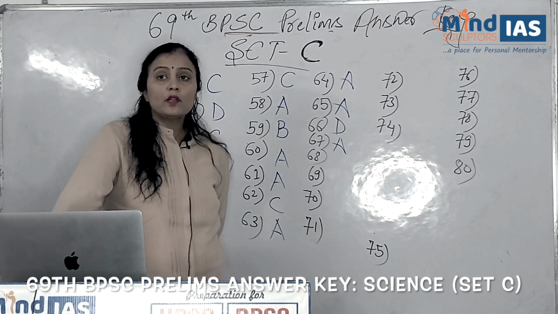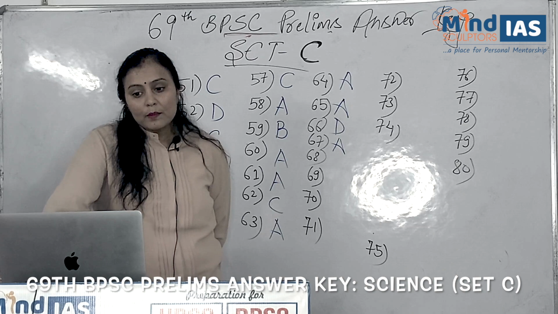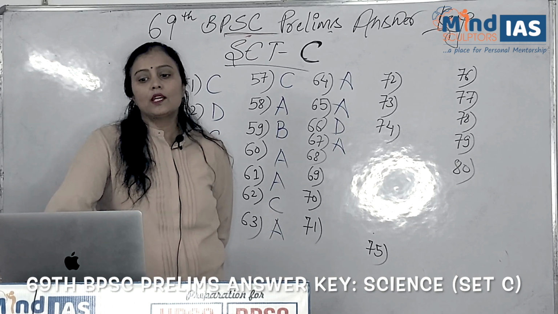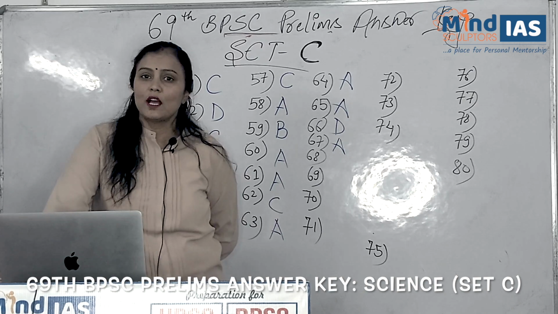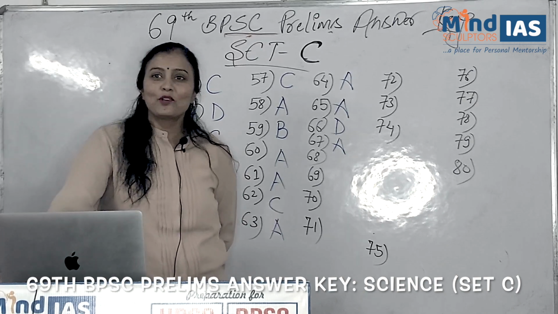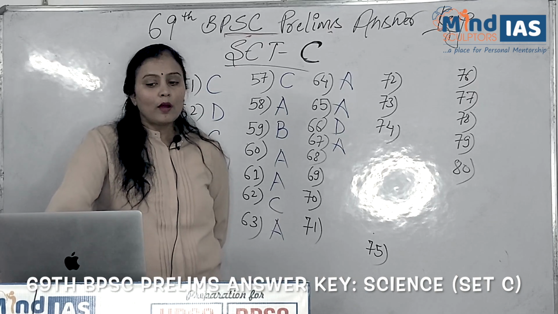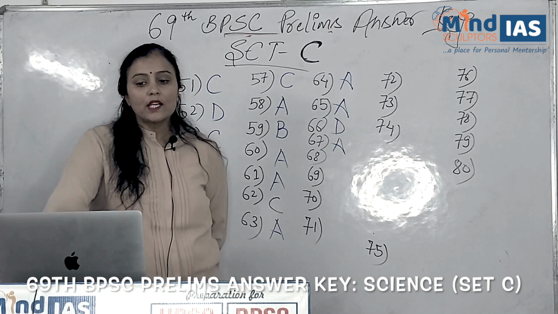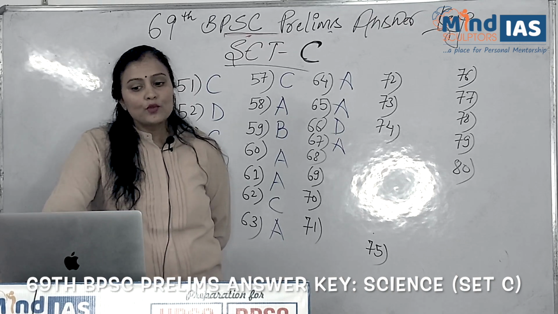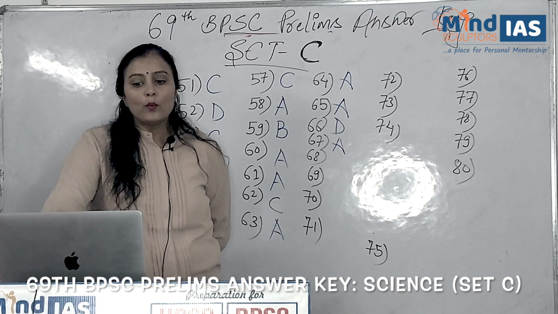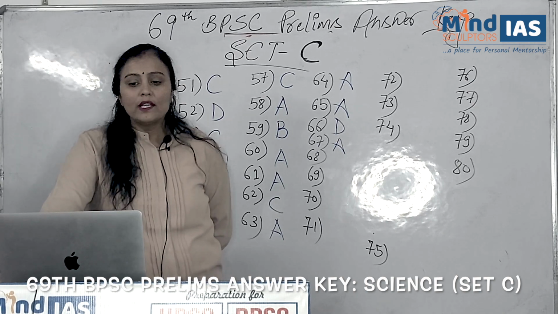Now the next question, question number 68. Which of the following technologies will be enabled by 5G mobile communication network? If you see this question, it is somewhat related to science, somewhat to computers, and somewhat to GK also. Three options are given: Internet of Things, edge computing, network slicing. Select the correct answer using the codes given below: only 1 and 3, 1, 2 and 3, only 1 and 2, and only 2 and 3.